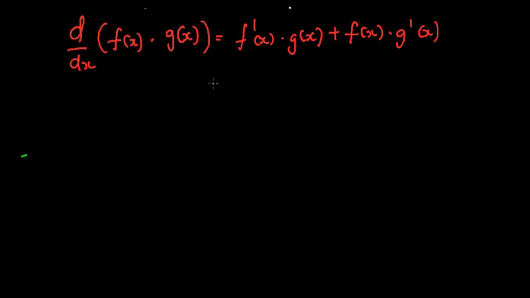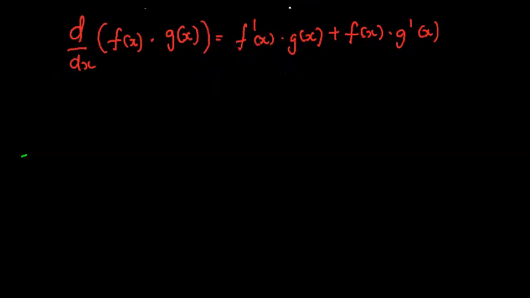I hope you get it. Let me take it once more. In the case of the product rule, we can say the derivative of the product of two functions is the derivative of the first function times the second function plus the first function times the derivative of the second function. Let's take an example.